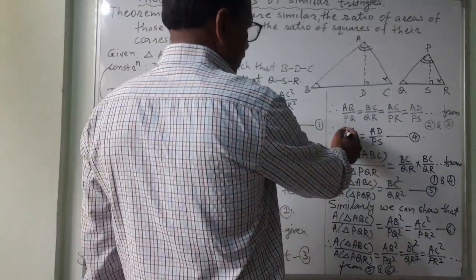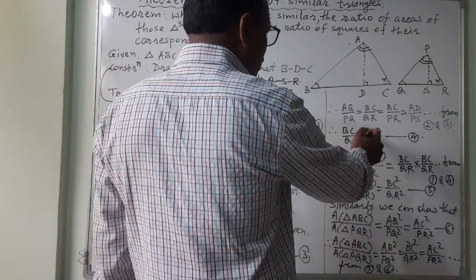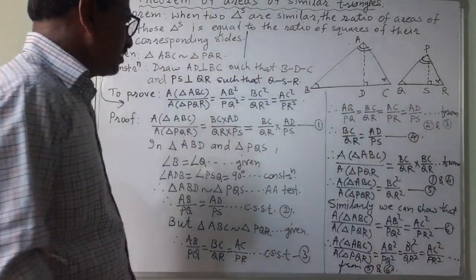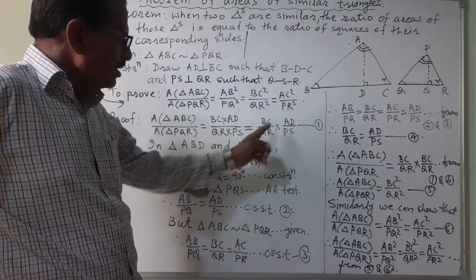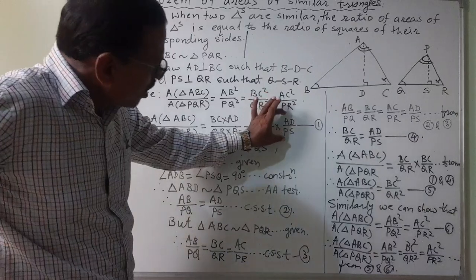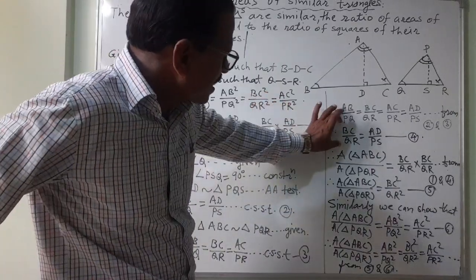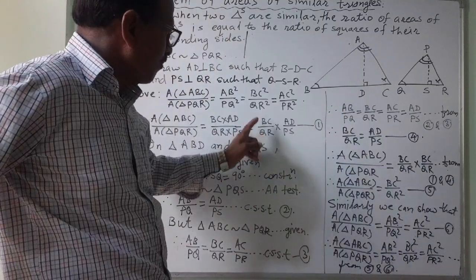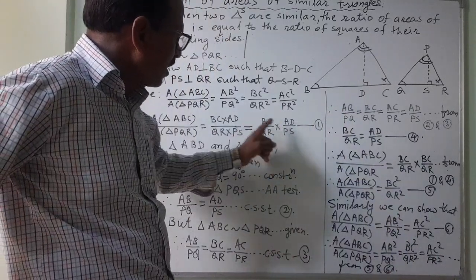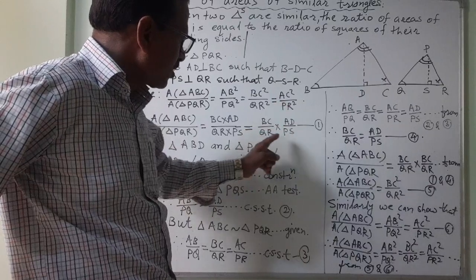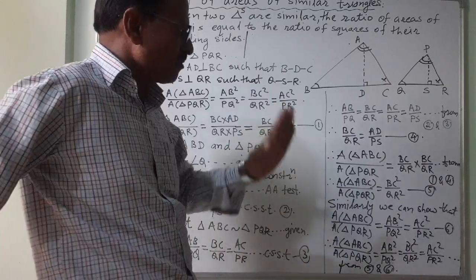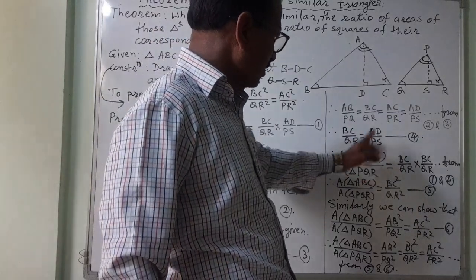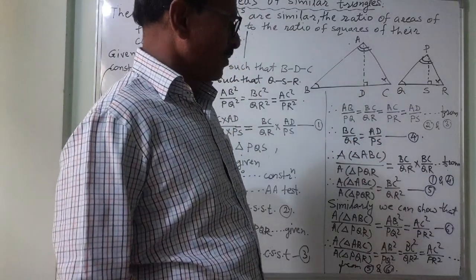Therefore, out of that, BC upon QR I have taken. Why have I taken it? If BC upon QR is equal to AD upon PS, then for this AD upon PS I can write BC upon QR. So BC upon QR into BC upon QR: BC into BC, BC square, QR into QR, QR square. So one purpose will be solved. So BC upon QR, from this I have taken, that is equal to AD upon PS.